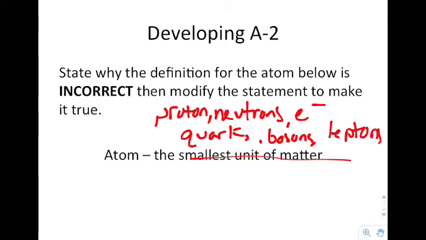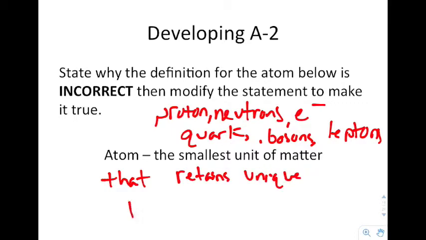Okay, what we can do to modify this statement to make it true is we can say that it retains unique properties. By saying that, we're saying that the atom is the smallest thing that you can say, hey, that is still gold, or that is still hydrogen. If you break it down any smaller into protons, leptons, bosons, neutrons, it doesn't matter. Those things are no longer unique to particular elements.